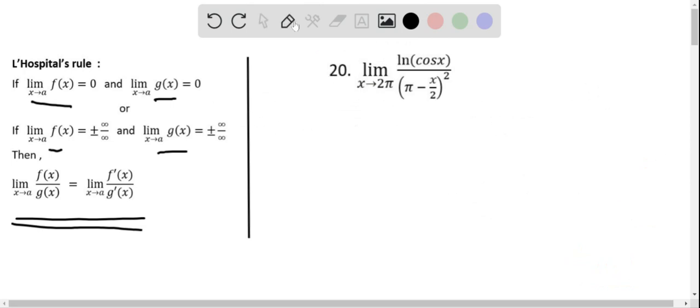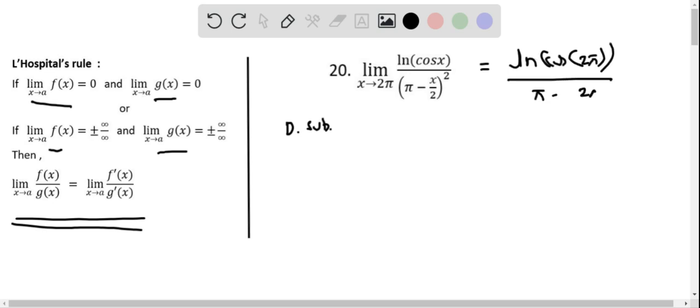We now evaluate this limit. We have the limit as x approaches 2 pi of natural logarithm of cos x over (pi minus x by 2) quantity squared. So first let's evaluate the limit by direct substitution. So we let x approach 2 pi, so we can replace x by 2 pi. Therefore this becomes natural logarithm of cos of 2 pi over (pi minus 2 pi by 2) quantity squared.